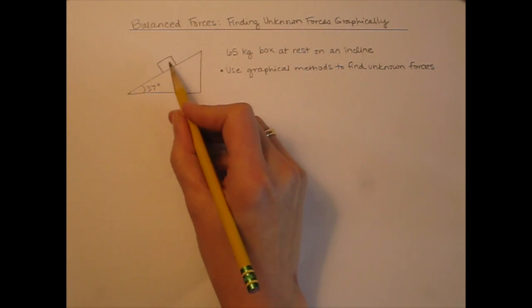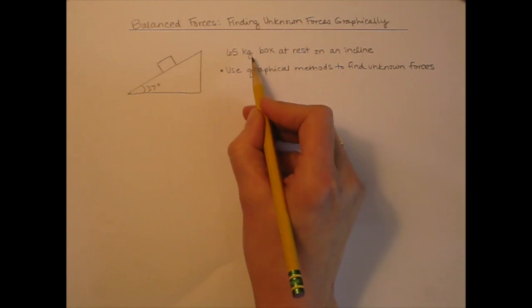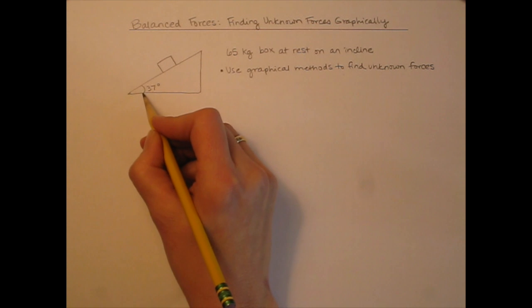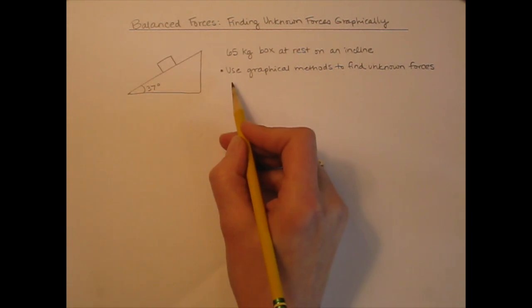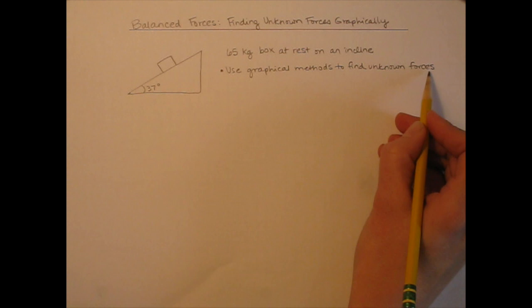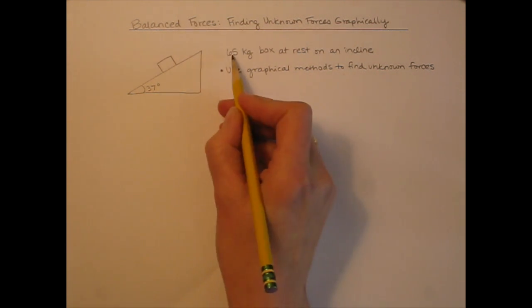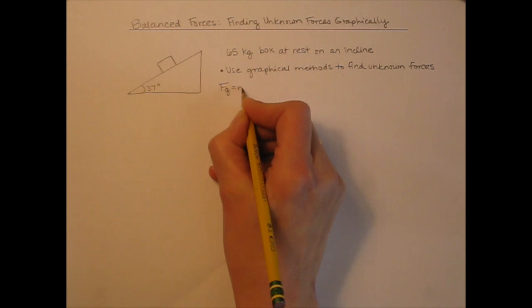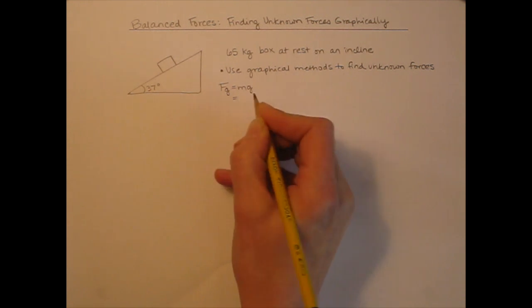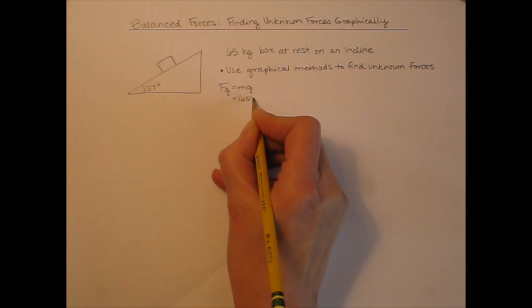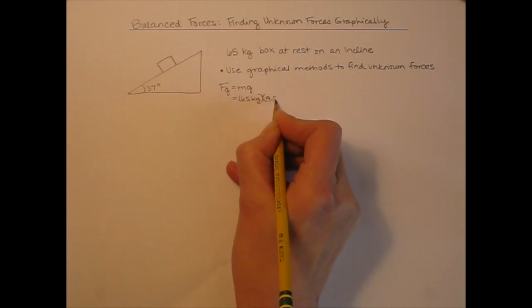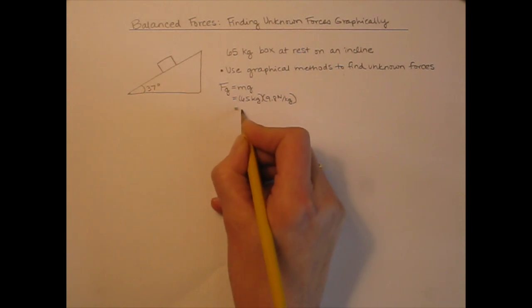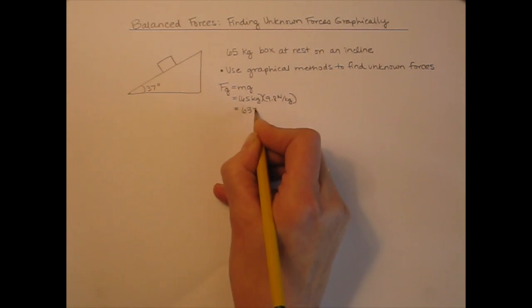So in this example, we have a 65 kilogram box at rest on an incline, and the angle is 37 degrees, and we're supposed to use graphical methods to find the unknown forces. So right away I know I could find one of the forces. I guess it is implied that you could use an equation to find the force of gravity. So let's find the force of gravity first. And that comes out to be 637 newtons.